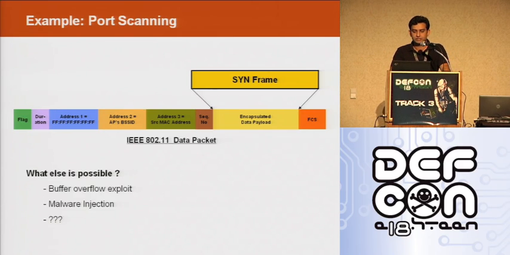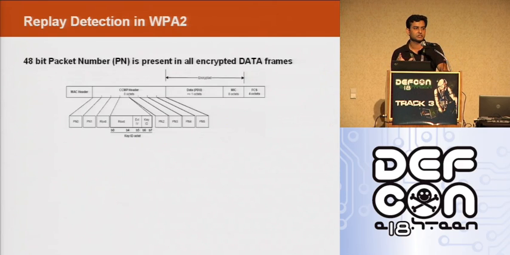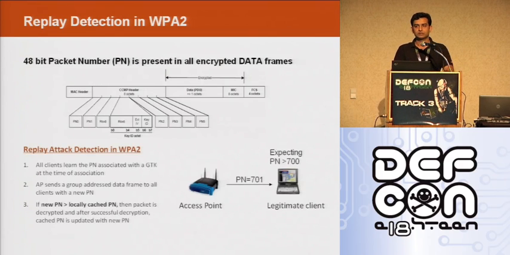The third example of GTK exploit is related to the replay detection in WPA2. There is something called replay detection in WPA2. All encrypted data frames have a field called packet number, which is a 48-bit number. This number is present in all encrypted data frames and is used to detect whether a frame is replayed or not. And how does that replay detection work?